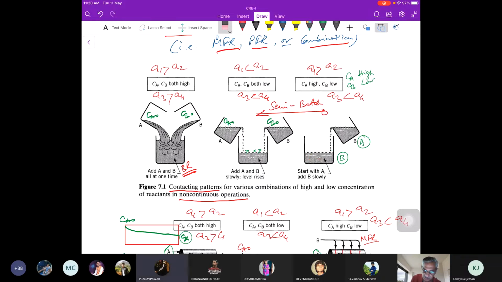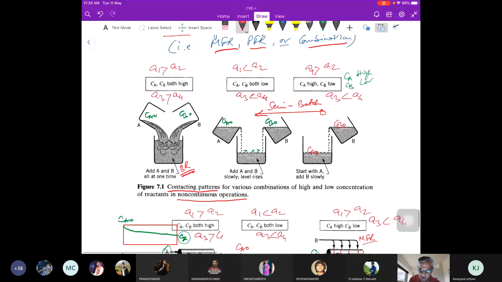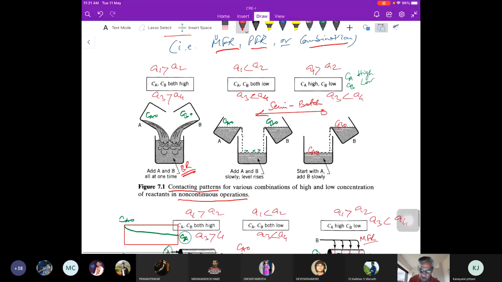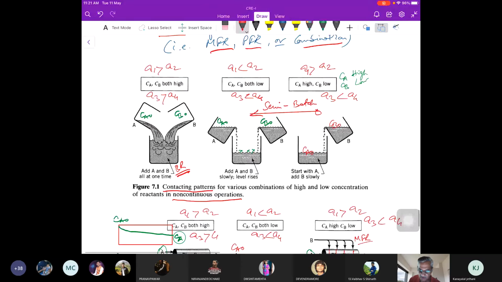उल्टा कर दिया मैंने. Okay, अगर उल्टा रहा तो that's what I was explaining. Okay. This is CA naught, and then we add CB. तो क्या हो जाएगा? CA तो रहेगा high, but CB जितना भी आएगा रिएक्ट होते जाएगा. That means CB will be always low and CA will be high.